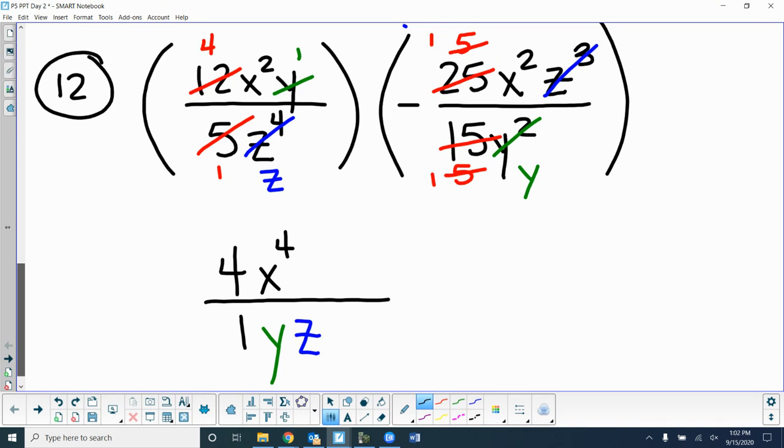Okay. Number 15 was x times the quantity, 3x plus 7, over 2x plus 3. Number 18, everything canceled out once you factored it. If everything cancels out, it's not 0. The answer is 1. So that was 1.